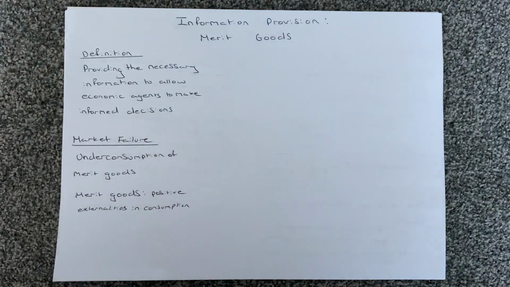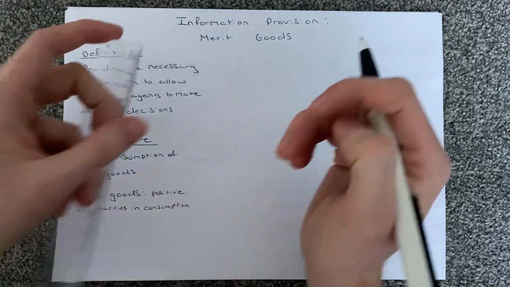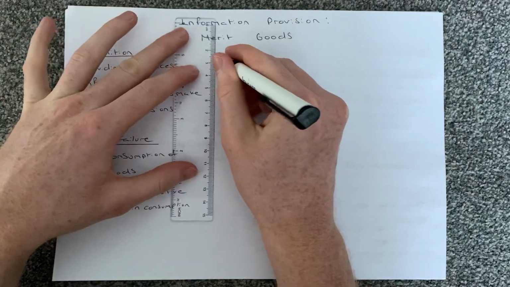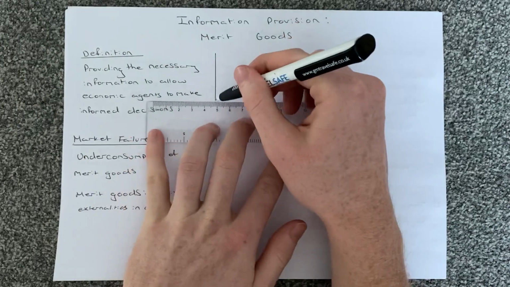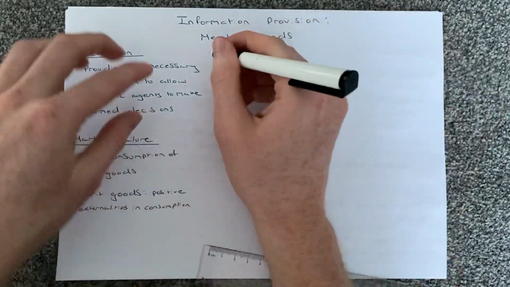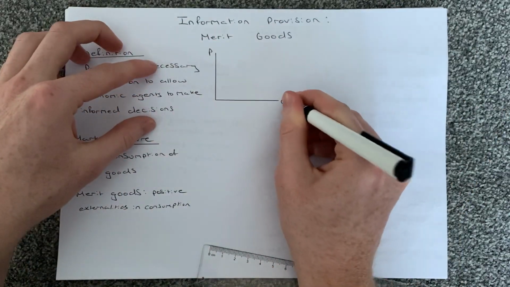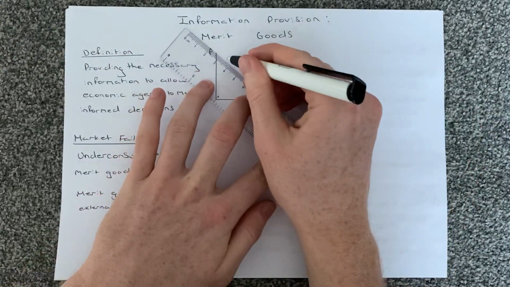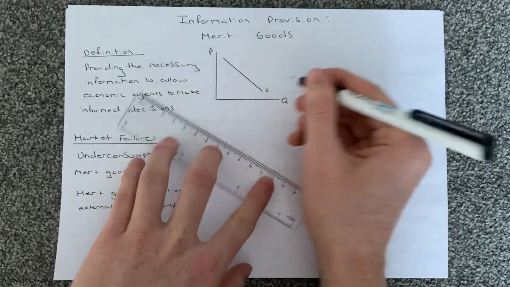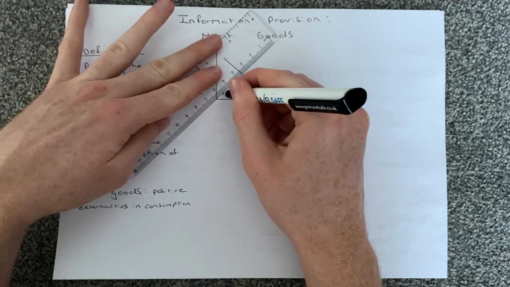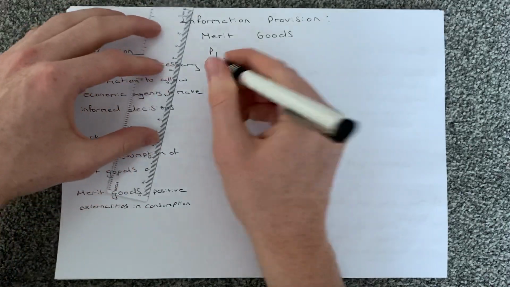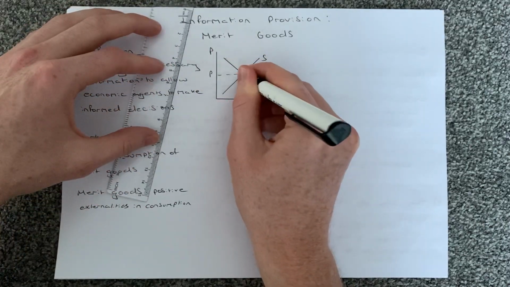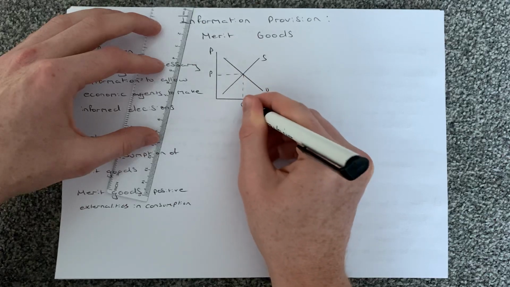Okay, so we can represent information provision with regards to merit goods in two different ways on two different diagrams. First of all, I'm just going to start off with a basic demand and supply diagram, and then we'll look at a different diagram. So we've got price and quantity on our axes. We have a downward sloping demand curve, and we have an upward sloping supply curve. And we're going to label our equilibrium P and Q.